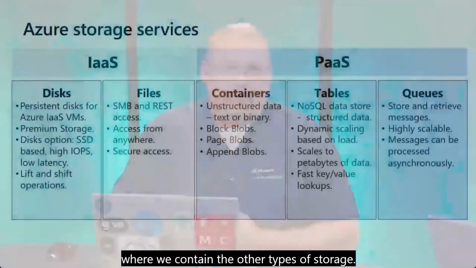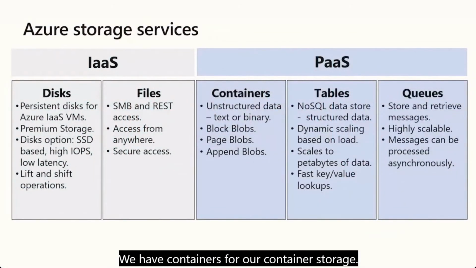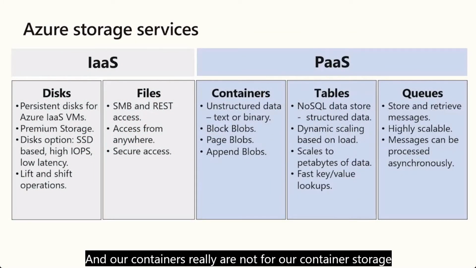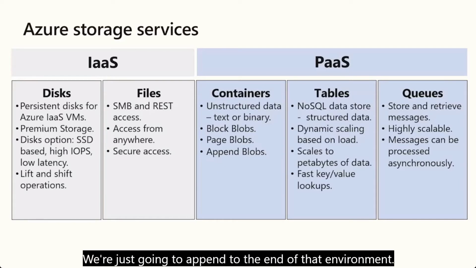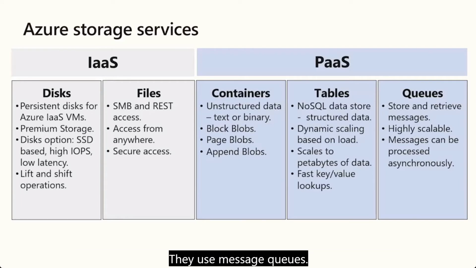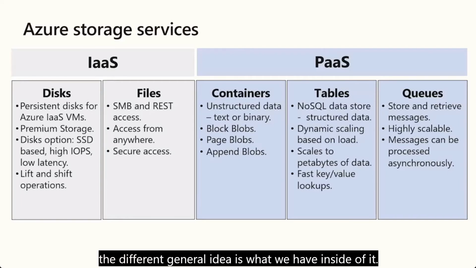We also have platform as a service where we contain the other types of storage. We have containers for our blob storage. We have page blobs, block blobs, and that's how we're going to use and leverage the information. Under the covers, it's all about read and write accessibility, and we'll talk about that in a moment. We also have append blobs for log files. We're just going to append to the end of that environment. We have tables for NoSQL data, and then our applications need to talk to each other, and we use queues for that application communication. In other words, they have to store their messages somewhere. They use message queues.